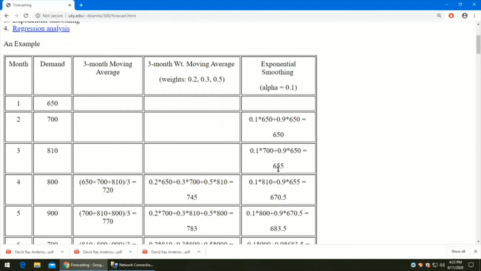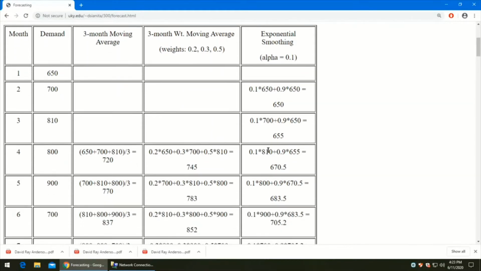Okay, so this is just going to be reducing the 700 demand impact, as you can see. So now in the fourth month, this is again 810 times 10% plus 655 times 90%, which gives 670.9. Now you can just see that it has been tapered down, it has simmered down, it has boiled down to this value. It has reduced in fact, from 810.